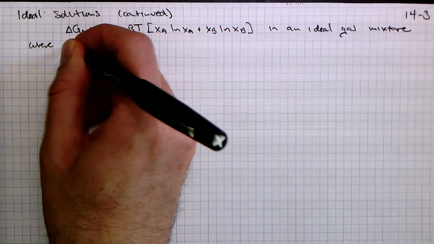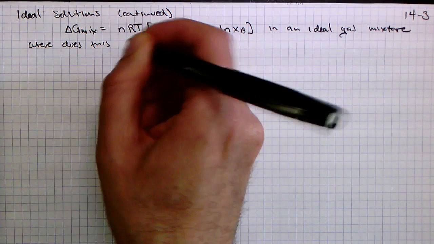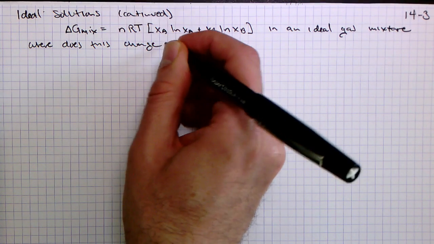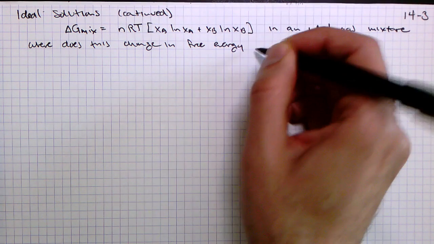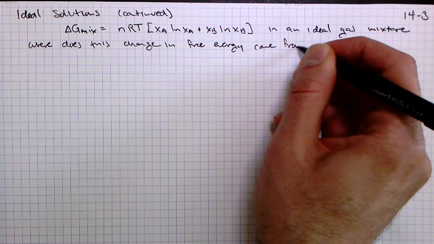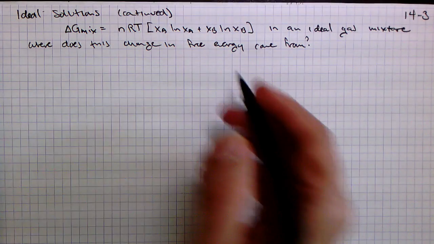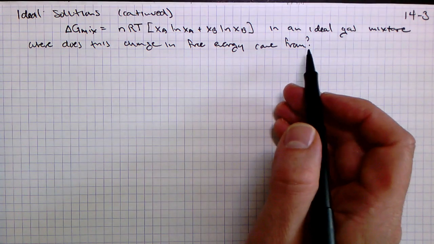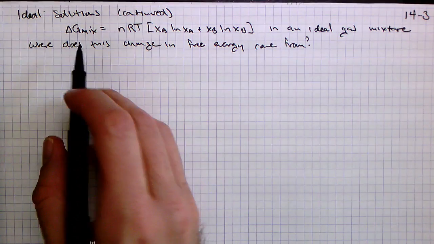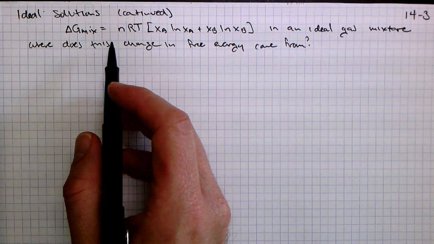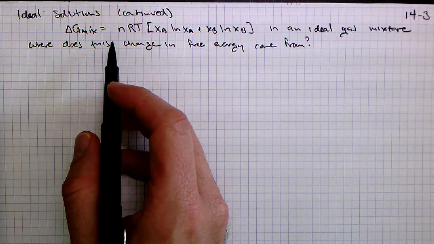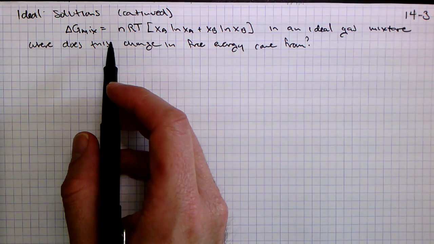So where does this change in free energy come from? Well, it's clear that the only place it can come from is essentially the entropy. In an ideal gas, we don't have any interactions between the atoms, so there's no real change in the energy or the enthalpy, so the only change is in the entropy.